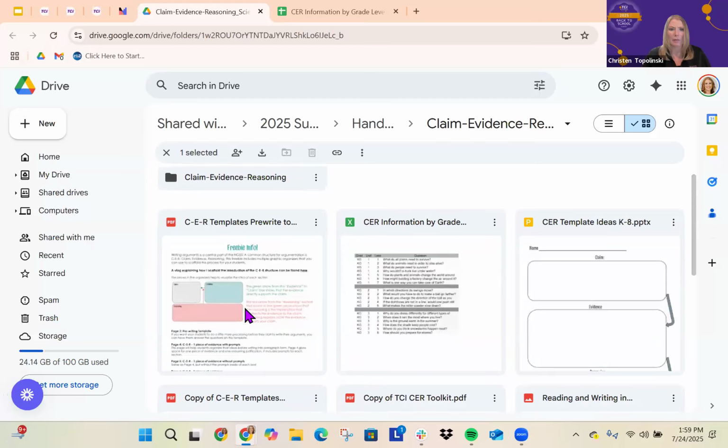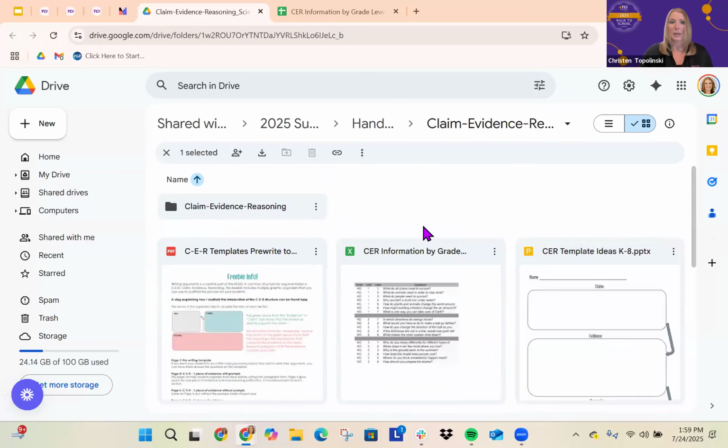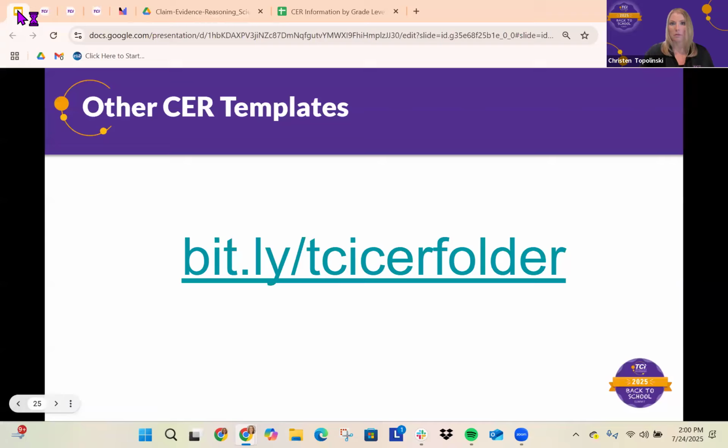I don't know how that got copied in there twice, but it's in there twice. Any questions about any of those resources? Kristen, there was one.